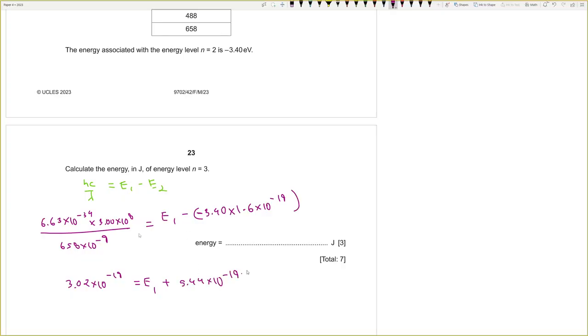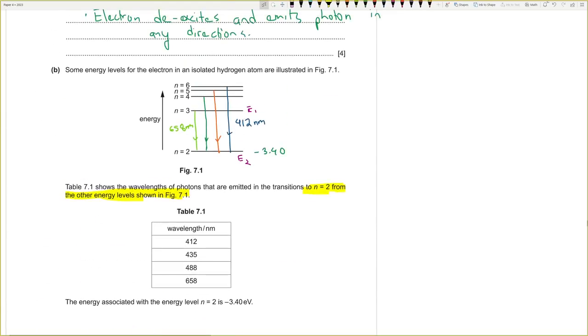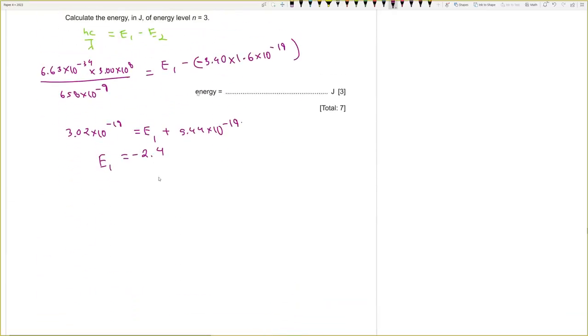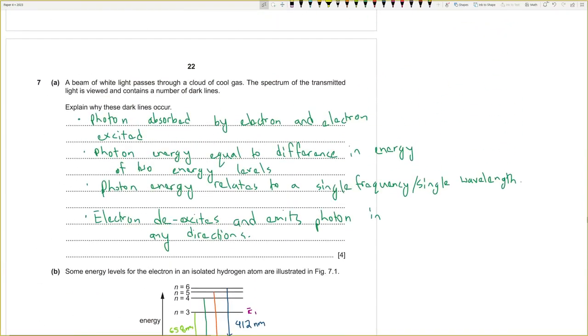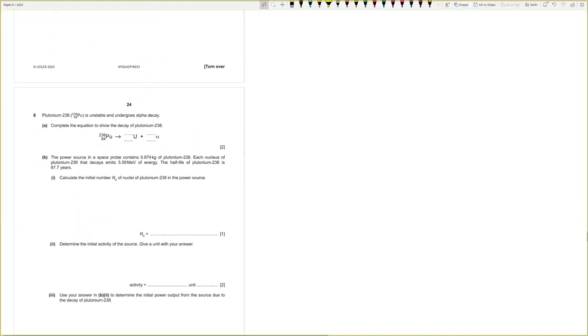So now if you find it out, what's it going to be? 3.02 times 10 to the power minus 19 minus that answer gives you E1 equal to minus 2.4. How many significant figures do we have? We have 3 SF, so I'm going to opt for a 3 SF answer: minus 2.42 times 10 to the power minus 19 joules. Okay, perfect, guys. This is the same sum that came in October November 2022 variant 4.1 or 4.2. I don't remember. You can check it out. It's pretty similar. Okay, last three questions.